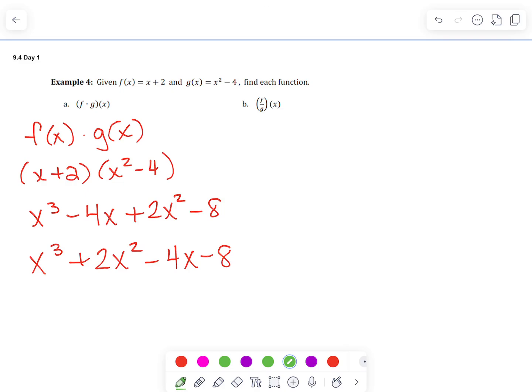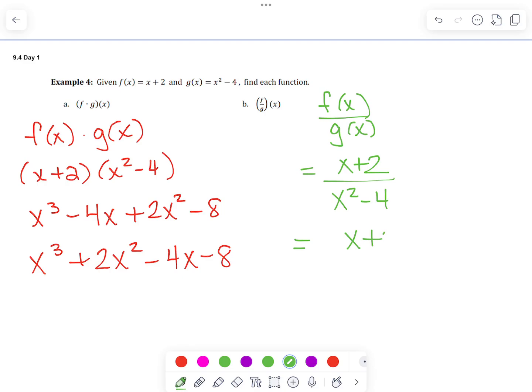Second operation, we're going to divide f of x divided by g of x. So we substitute f of x in, which is x plus 2, and g of x, which is x squared minus 4. We have to do any factoring. The numerator, there's nothing to factor. The denominator, we're going to do the difference of 2 squares. X plus 2, quantity x minus 2.